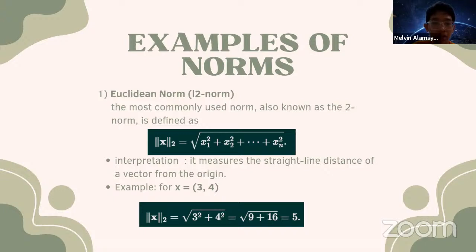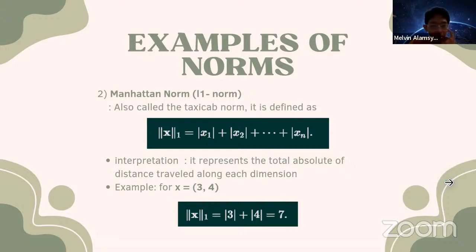For the example here, I put x, which has the values 3 and 4. Then the Euclidean norm of x is the square root of 3 squared plus 4 squared, which is 5, and 5 is the Euclidean norm of x.